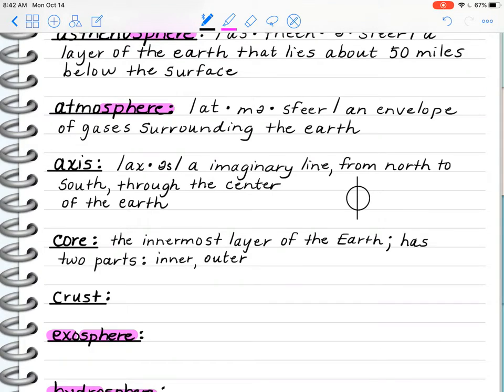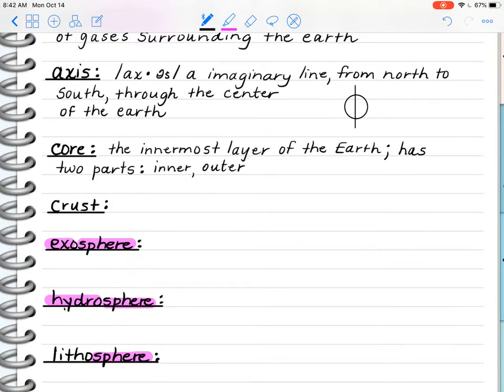The crust, just like a pizza crust, the crust is the outermost layer of the Earth. It's very thin compared to the others. If you think of the Earth as a boiled egg, this is the shell. It's that very thin, breakable piece that surrounds the outer edge of the Earth.